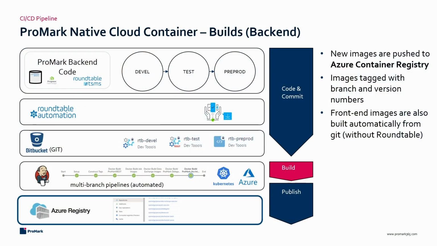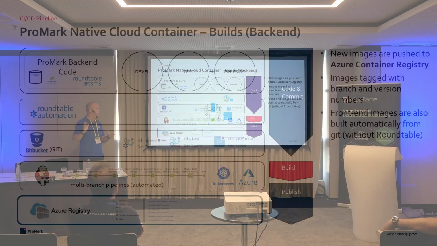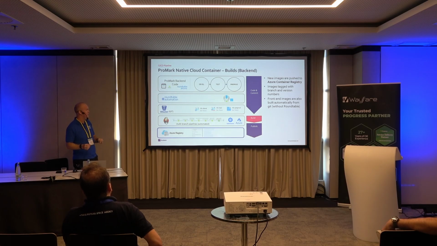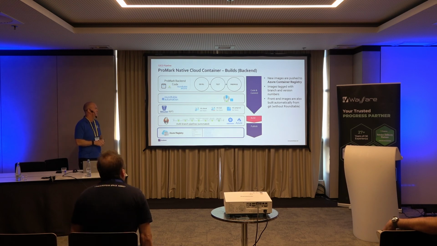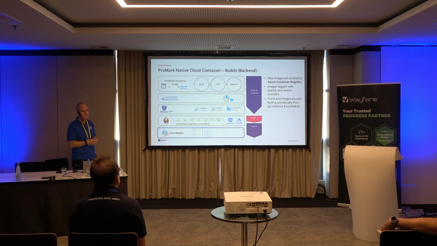The Azure Container Registry, and here we tag images. The Jenkins file that I mentioned we have in the code works out the version of the application that we're building. It also checks the branch that we're building from, and from that automatically generates tags on the images and pushes that to the Azure Container Registry. And as I mentioned, the front-end images are also built automatically.